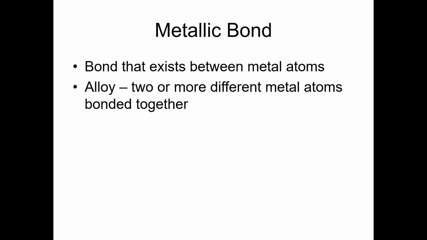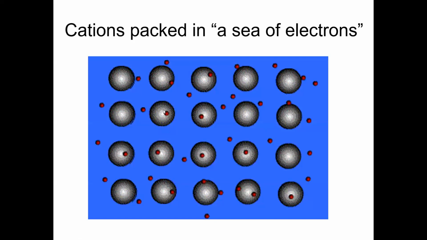Just like you have your brass, you have bronze, you have silver, maybe your stainless steel. Your steel is an alloy. You have bronze, you have brass. All these are alloys, but the bond that occurs between metal atoms is called the metallic bond. And this is what we see.